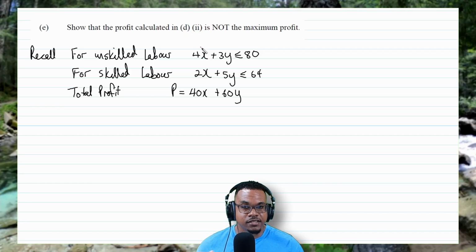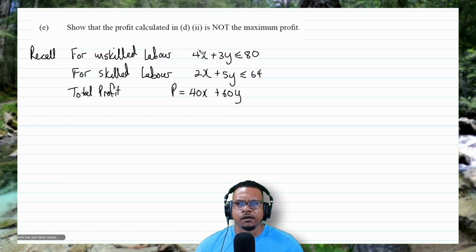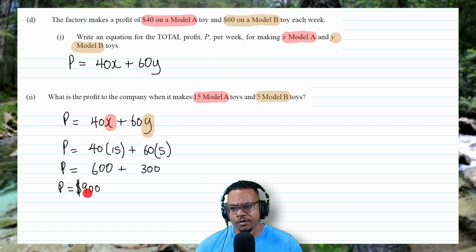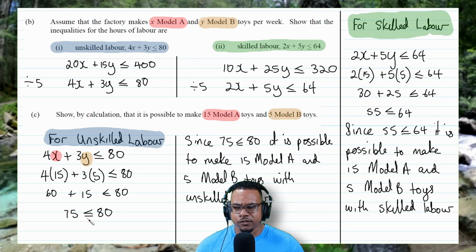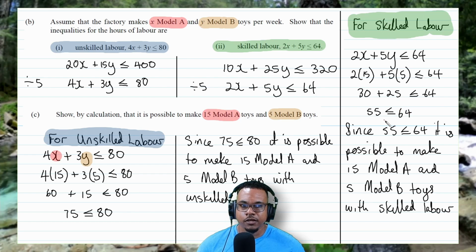Now, this is a 1 mark question, so let's look at the number of marks. You're not going to do a big set of work in here. I just want to show that that $900 here is not the maximum profit. And as we said, we are leaving some toys on the table for unskilled. We didn't reach our maximum of 80. We only reached 75 when we worked 15 Model A and 5 Model B. And for skilled, we didn't reach our maximum of 64 when we did the 15 Model A and 5 Model B. So it's possible that we can make some more Model A or some more Model B toys.